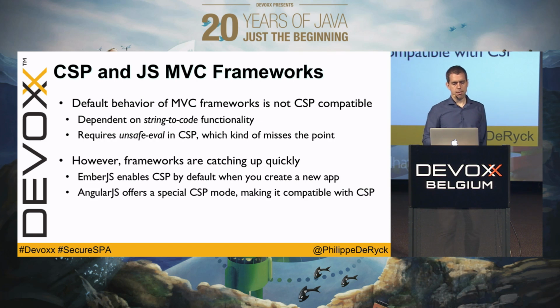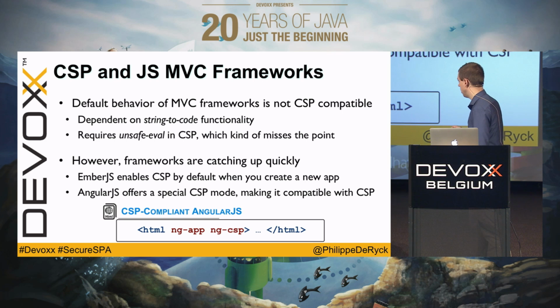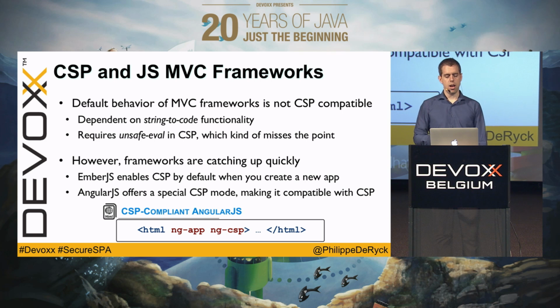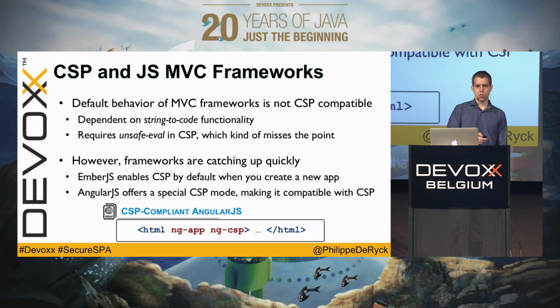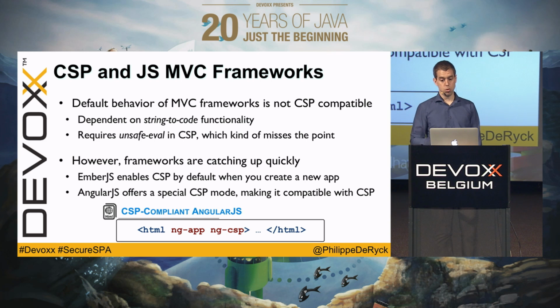So that's for Ember, and for Angular, they don't enable it by default. They offer a special CSP mode. So you can make Angular compatible with CSP, and you do it by simply adding ng-csp when you define your application. That's essentially it. By doing so, the Angular code knows it has to be CSP compliant, and it will not use any of its features that are not CSP compliant. The reason it changes is they have to approach some things differently, but essentially everything keeps working in your Angular app as before, which is good news.